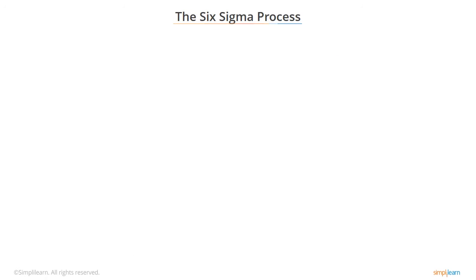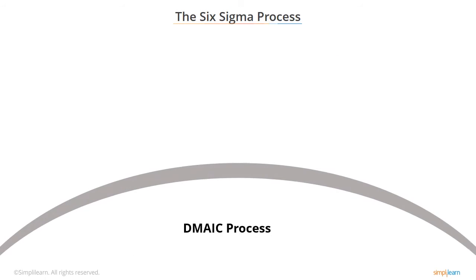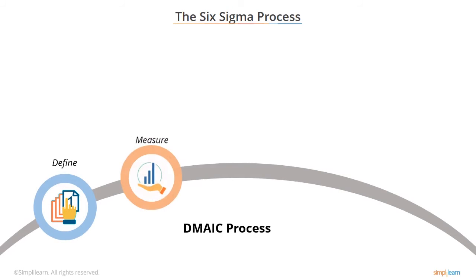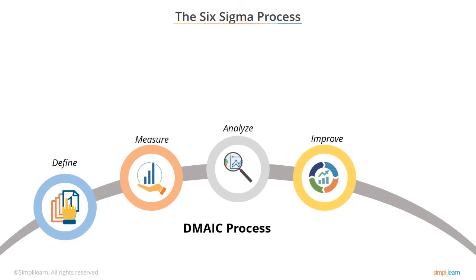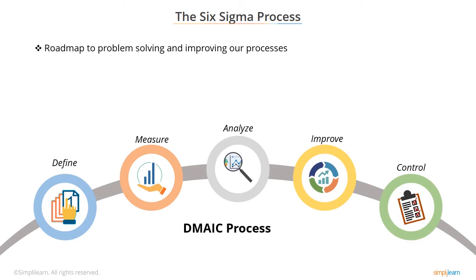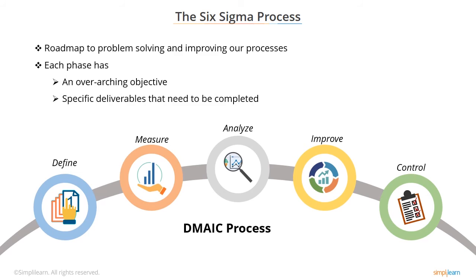The Six Sigma process is known as DMAIC. DMAIC comprises 5 phases: define, measure, analyze, improve, and control. These phases are the roadmap to problem solving and improving our processes. The effectiveness of the Six Sigma method is derived from its structure. Each phase has an overarching objective and specific deliverables that need to be completed, which helps us achieve the objectives.